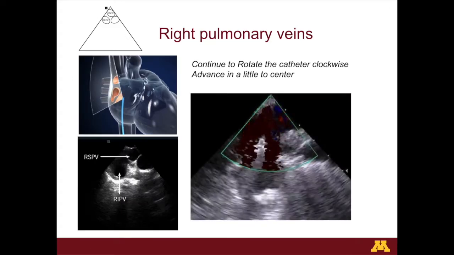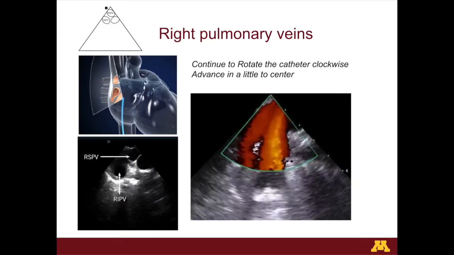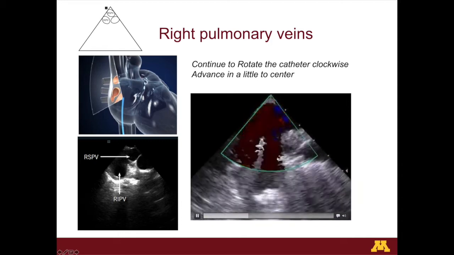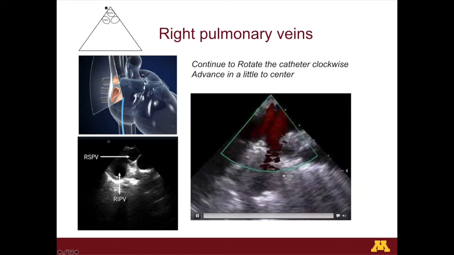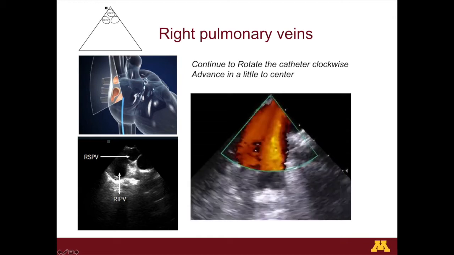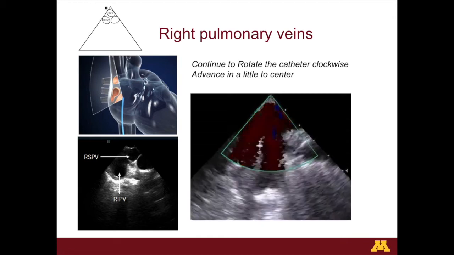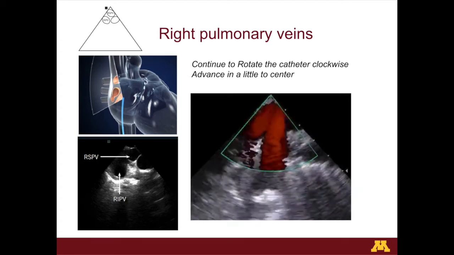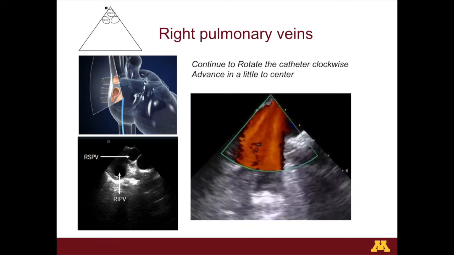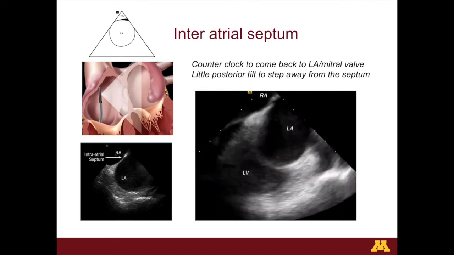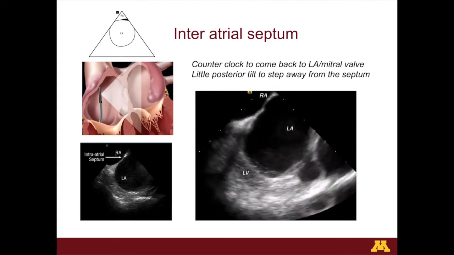Keeping with the theme, if you keep clocking away from you, you will then end up looking at the right pulmonary veins. It's not very difficult to get the right upper and the right lower pulmonary veins just like this in any patient, just by rotating the catheter. Sometimes you might have to advance it a little bit so as to center the pulmonary veins. So as I showed, just by rotating the catheter away from you from the home view, you can see a lot of the heart right there.